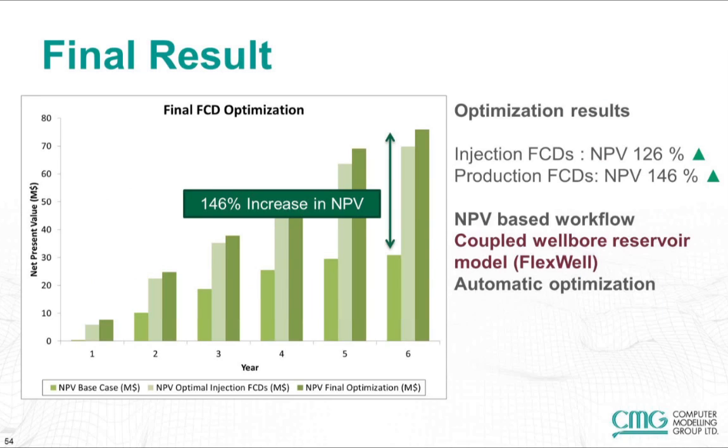The total impact in terms of NPV was a 146% increase in NPV. It went from about 30 million to about 79 million, as you can see on this chart. Thus, by taking an NPV-based workflow and coupling it with a wellbore and reservoir model, they were able to optimize the well completions to maximize the value of the asset.